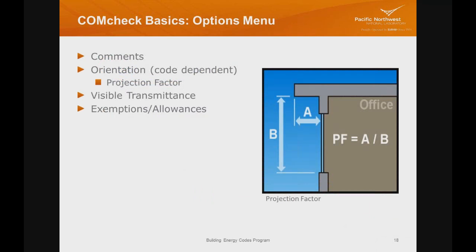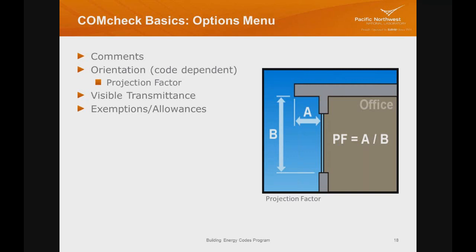I spoke briefly to the options menu. This is a quick view of what would be presented to you if you were accessing the options menu from the envelope tab. Orientation, projection factor would likely be in place. Visible transmittance. These are alternative inputs for a lot of the codes. Some of the codes, especially the newer ones, actually do require these inputs. Orientation in particular is a requirement for the 90.1 2013 and the 2015 IECC.